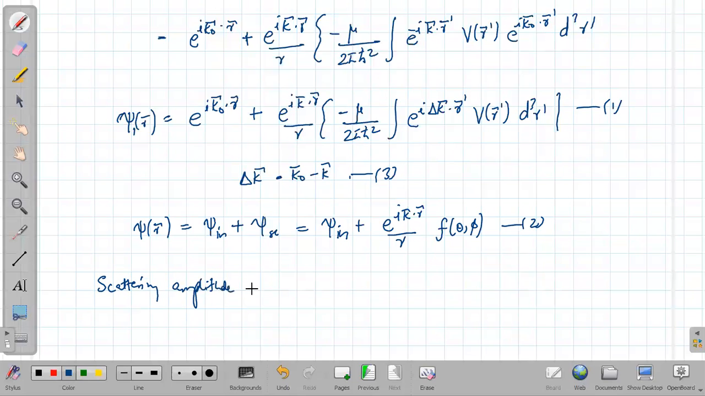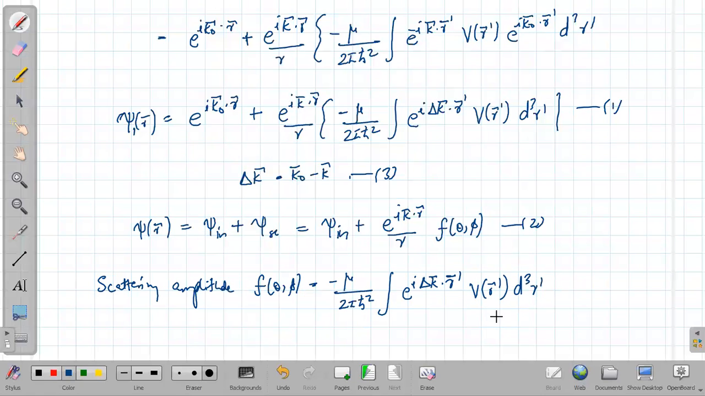So I can write the scattering amplitude f of theta phi, which is minus mu upon 2 pi h cut square integral e raised to i delta k dot r prime v of r prime d cube r prime. Now why is this f of theta phi, the scattering amplitude, important? Because the scattering amplitude directly gives the differential scattering cross section d sigma upon d omega. For elastic scattering, this d sigma by d omega is simply the modulus of f of theta phi square.